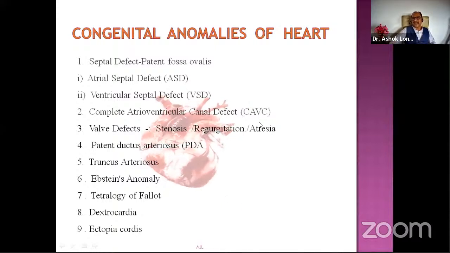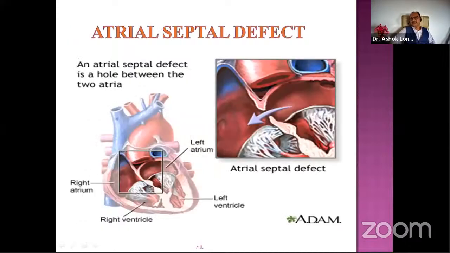Ventricular septal defect, then complete atrioventricular canal defect, valve defects, then the stenosis, regurgitation, and atresia. Atresia is where the lumen itself is narrow or maldeveloped, we can say. Then patent ductus arteriosus, truncus arteriosus, Ebstein anomaly, tetralogy of Fallot, dextrocardia, and ectopia cordis. Okay, so let us see the atrial septal defect.